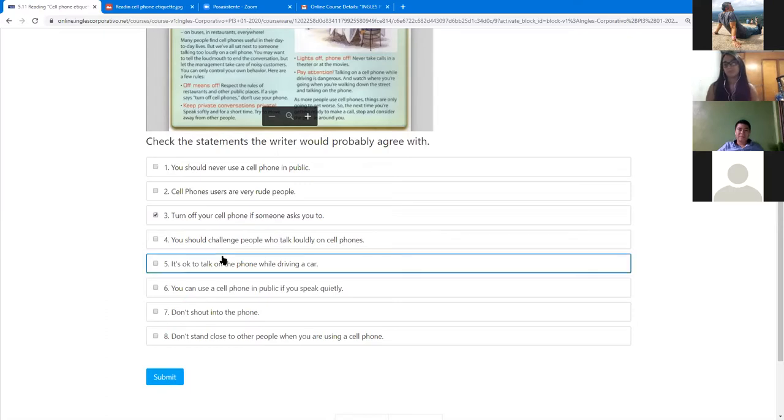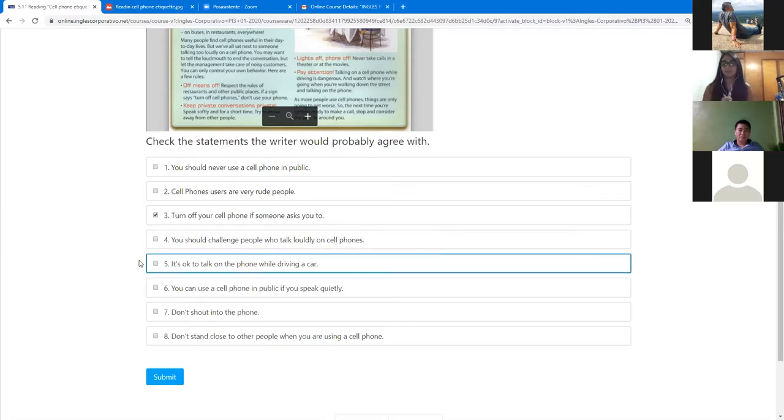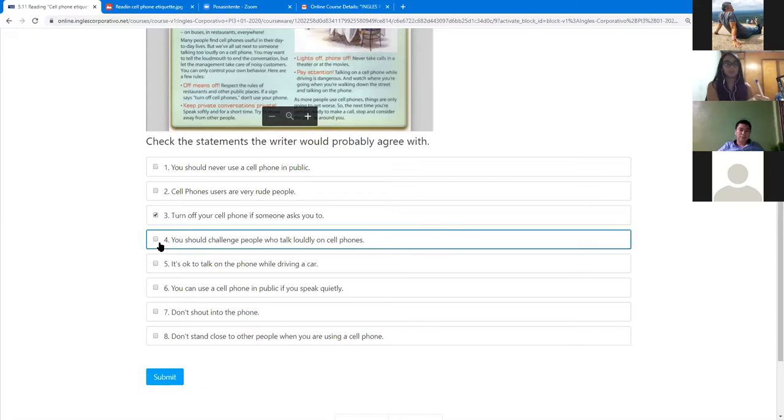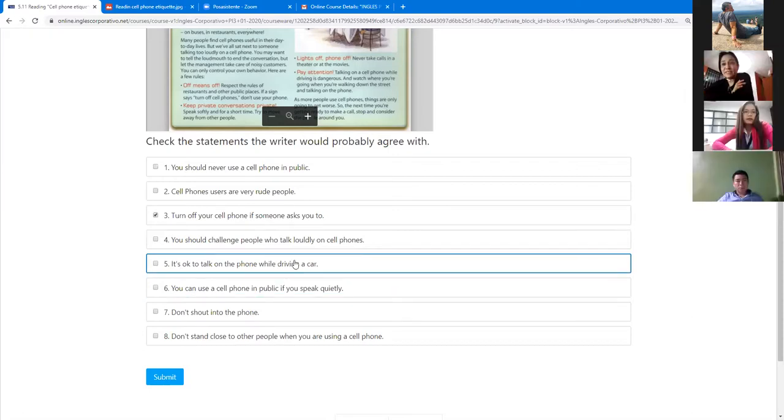Let's mark it. You should challenge people who talk loudly on cell phones. Challenge is very... if you want some troubles. Yes, unless you want to get into problems. Okay, it's okay to talk on the phone while driving a car. No, it's not. Right? Please don't call.